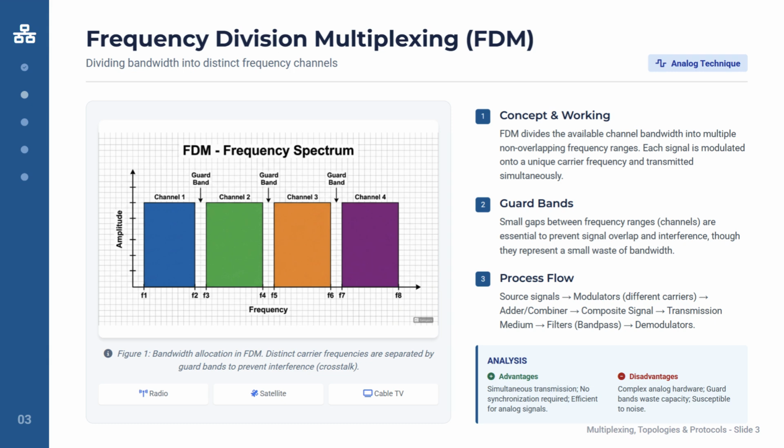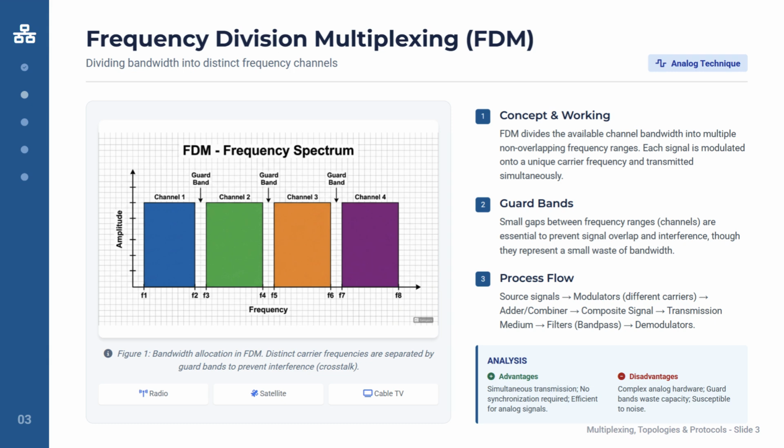Picture the total bandwidth as a big pie. FDM cuts it into separate slices, each tuned to a unique carrier frequency. Your source signals, say, audio or video, get modulated onto these carriers, shifting them to their assigned frequency bands. Then, all these modulated signals transmit simultaneously over the shared medium. At the other end, filters pull them apart based on frequency, like tuning your radio dial.